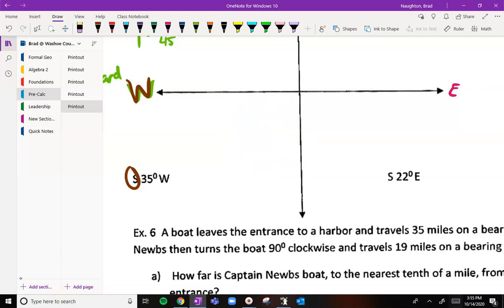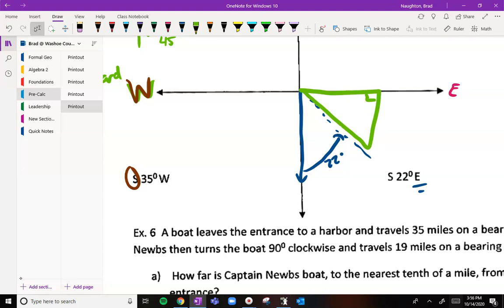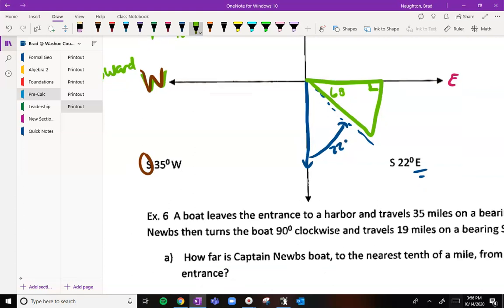All righty. So, ladies and gentlemen, we're going south first. We're opening up towards the east. We're going 22 degrees. So then make your reference triangle. Remember, reference triangle always towards the x-axis. So this is going to be 68 degrees. Cool? Well done.